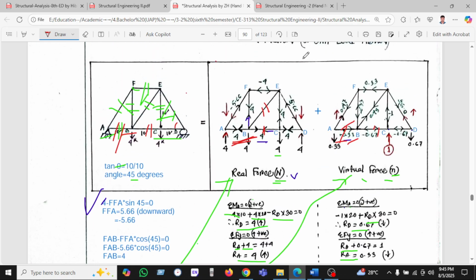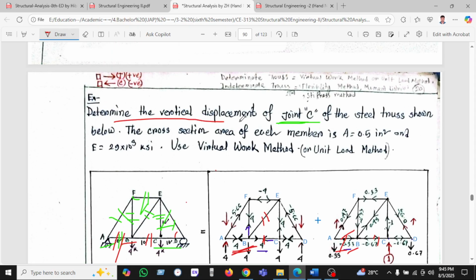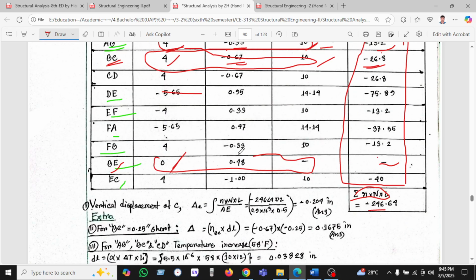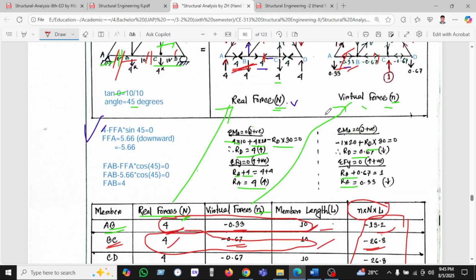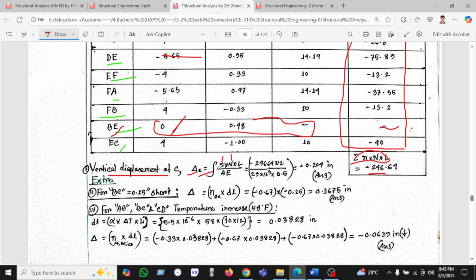So our question was to determine the vertical displacement at joint C. The vertical displacement, delta C, equals the summation, the integration, of n into L, where n is the virtual work forces and N is the real truss forces, as we have seen here. L is the length, and all of this multiplied we have taken here as 2.6, minus 2.6, minus 246.64.